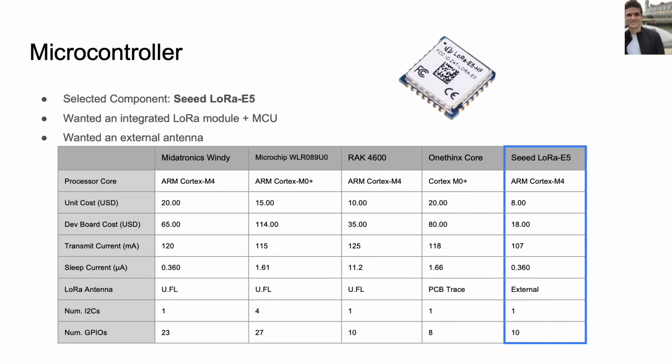The LoRa E5 has both the lowest transmit current draw and the lowest sleep mode current draw, at only 107 mA and 360 nA respectively. Finally, we needed to ensure that the module we selected had at least a single I2C bus and a few GPIO pins. The LoRa E5 met these requirements, and due to the combination of all these different factors, the Seed LoRa E5 ended up being the best choice for our design.